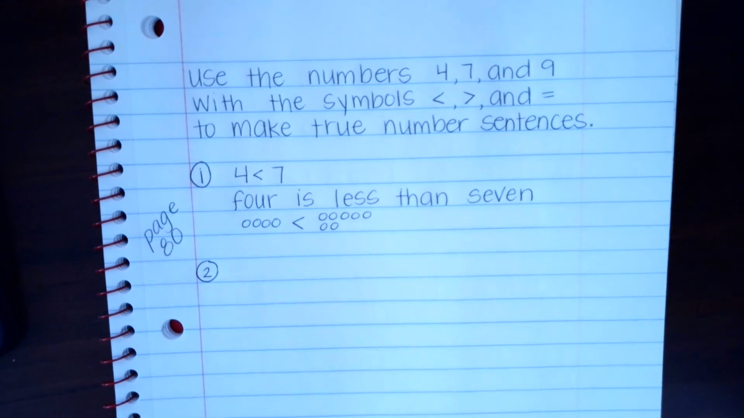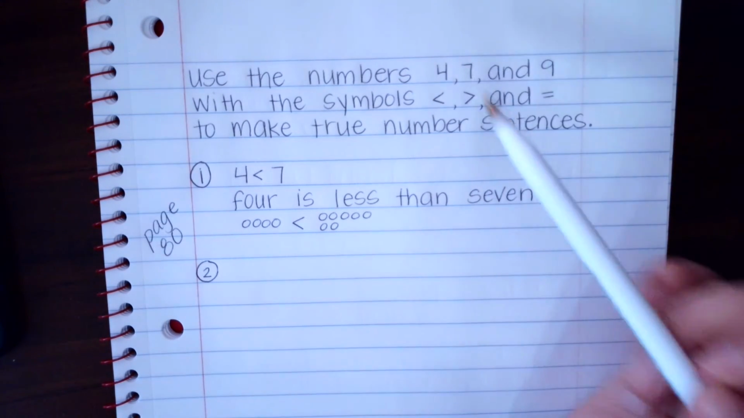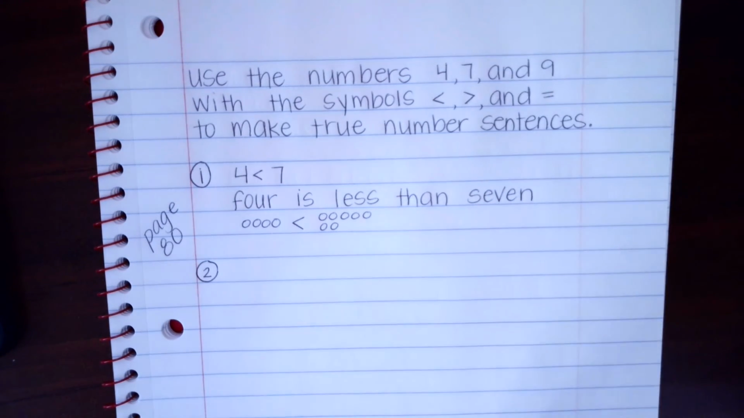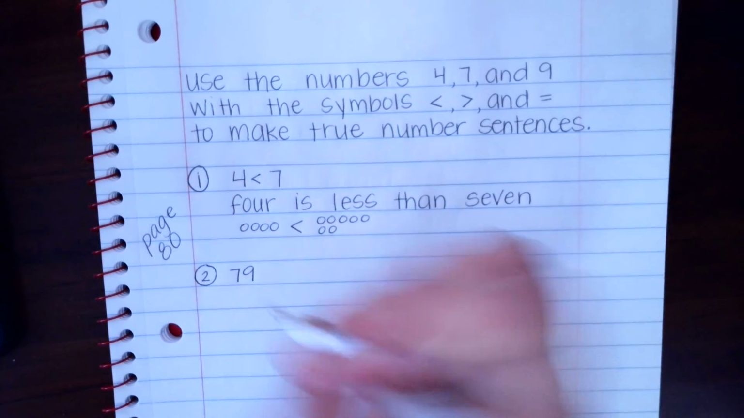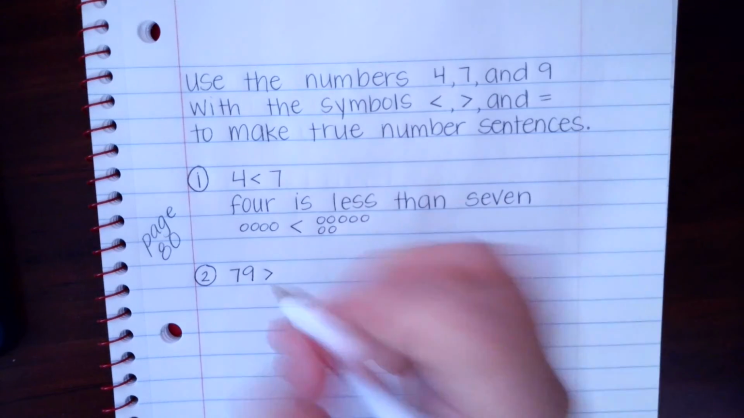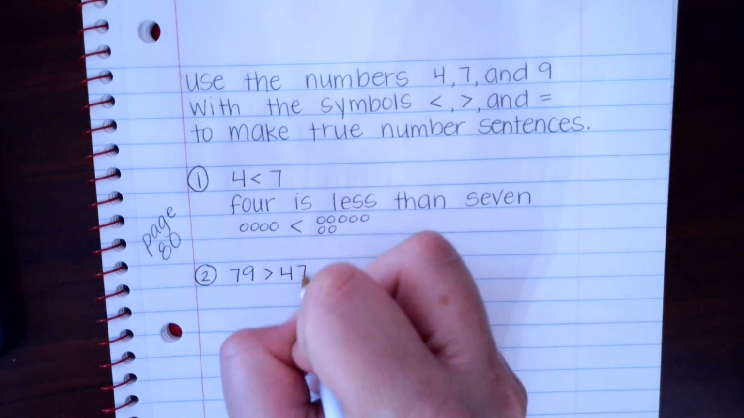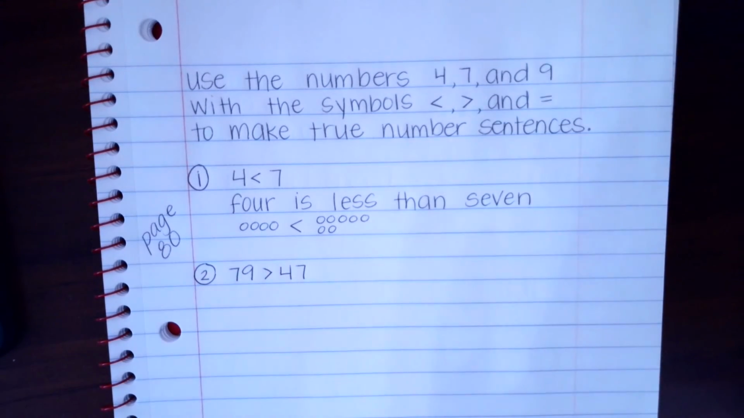Now, if this is too simple for you, maybe you want to do some 2-digit numbers. So you can use these numbers and make some 2-digit numbers. So I could say 79 is greater than 47. I used the right numbers. I just did 2-digit numbers.